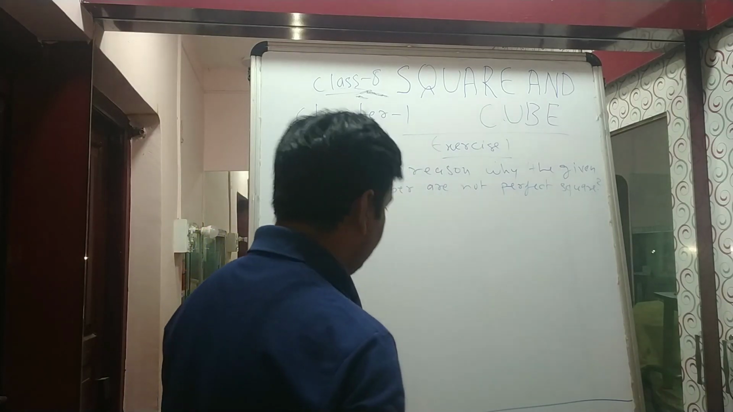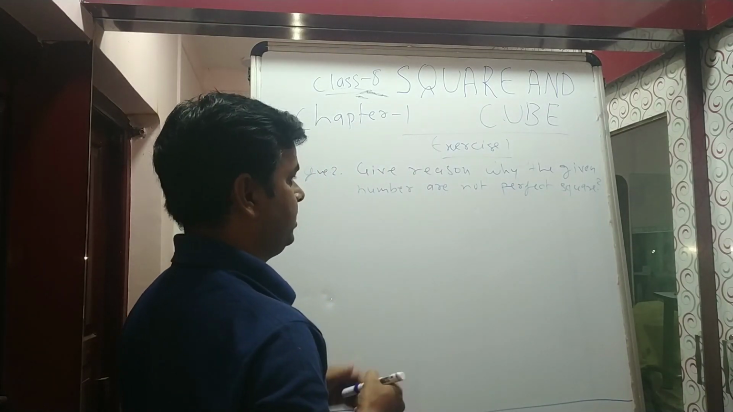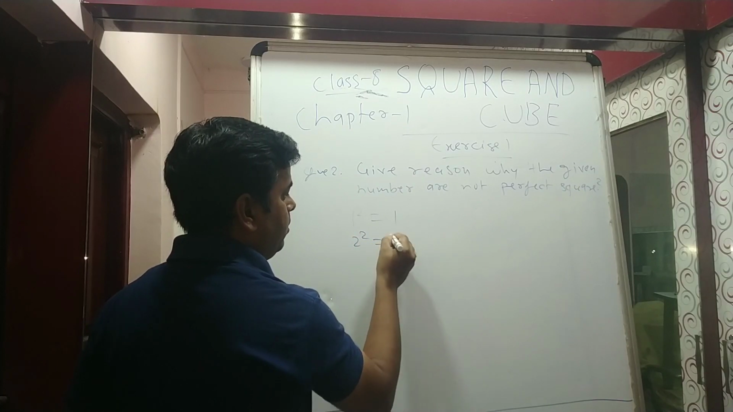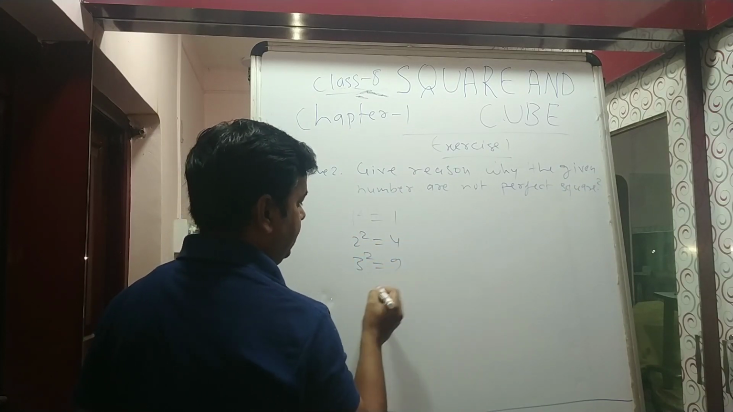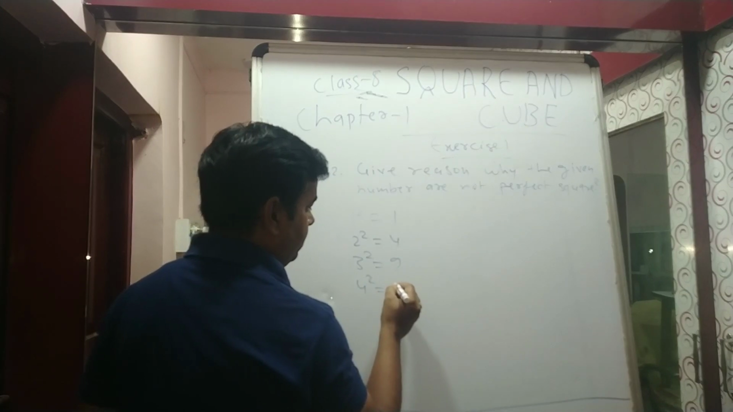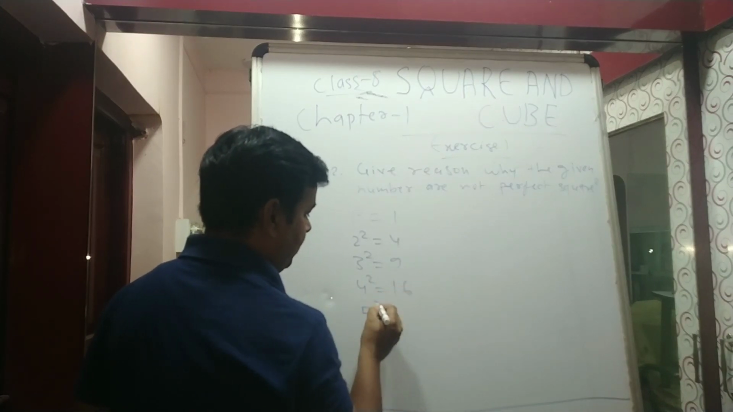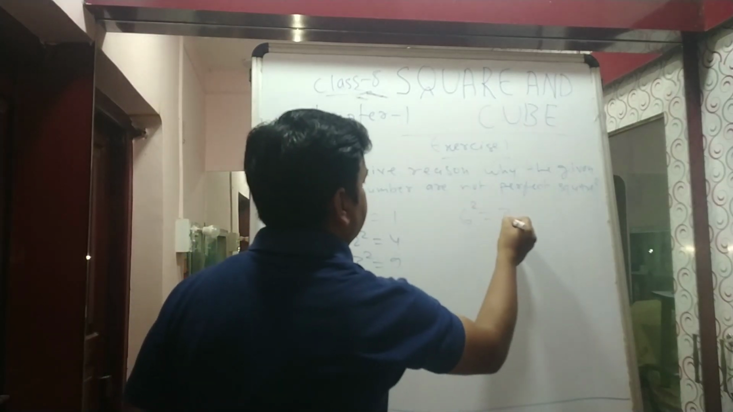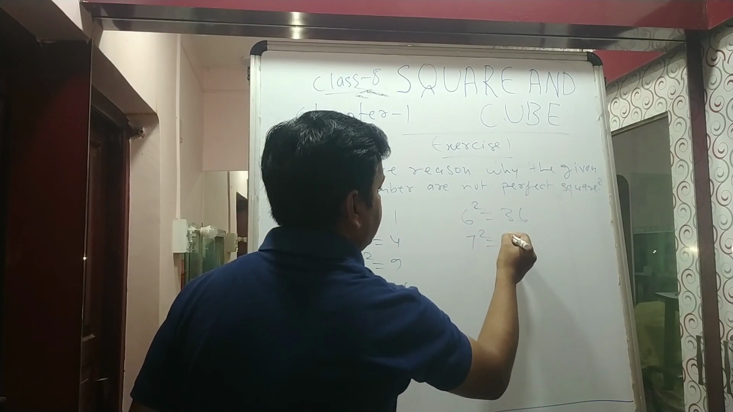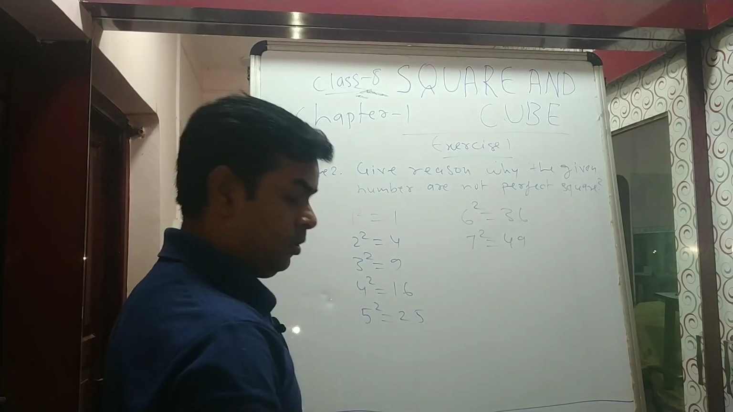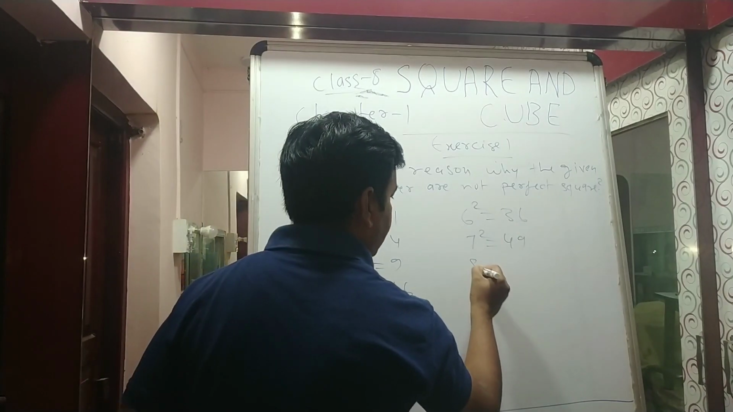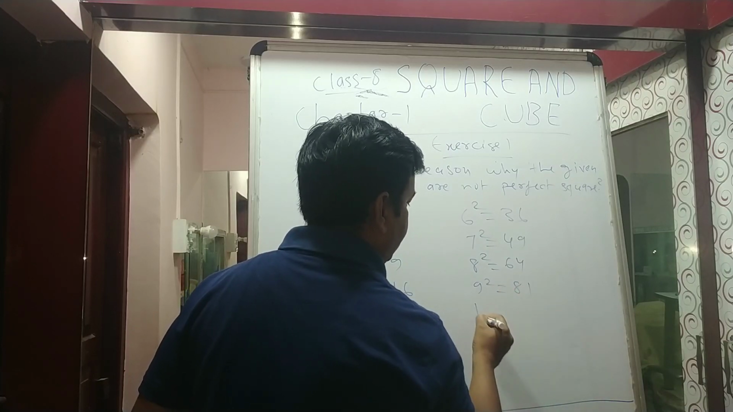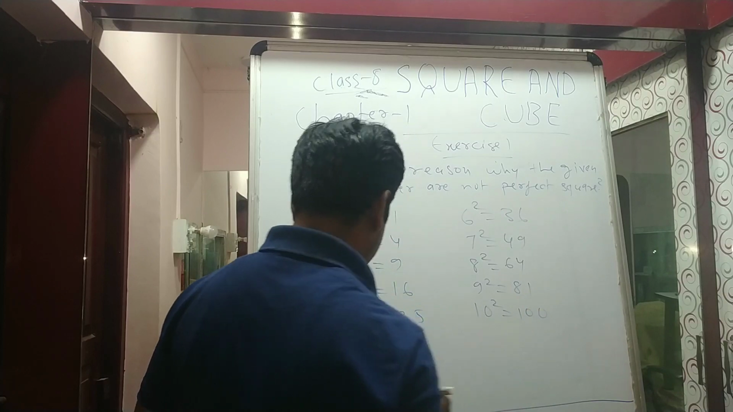Okay, how I'll tell you, just see this. What is the square of 1? 1 only. Square of 2? 4. Square of 3? 9. Square of 4 is 16. Square of 5 is 25. Square of 6 is 36. Square of 7 is 49. You may say that you know this, but allow me to do so. 8 square is 64. 9 square is 81, and 10 square is 100.